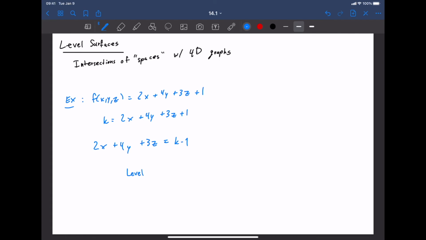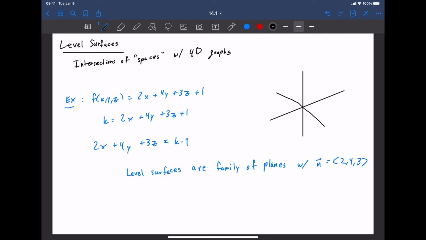So the level surfaces are a family of planes with normal vector equal to 2, 4, 3, right? That's what they all have in common. So if I wanted to draw that, I would need 3D space. And now I'm not drawing the domains. I'm certainly not drawing the graph itself. That would be one level surface. And then what would happen as k got larger is each of these would increase.